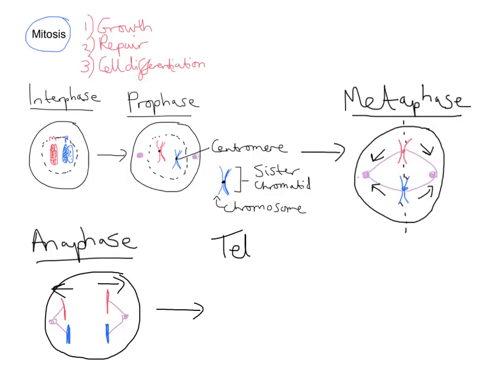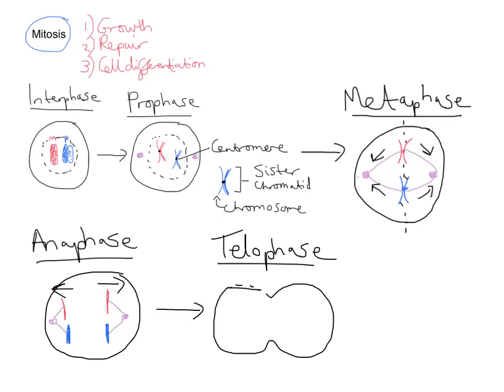So after anaphase, we have telophase, and in telophase, what we imagine is something that looks a bit like this. So I'll just draw and then I'll explain what we've got here. So in telophase, when the individual chromatids are pulled to opposite ends of the cell, we will then start to form a nuclear membrane around that DNA.